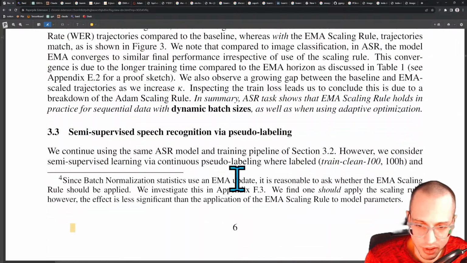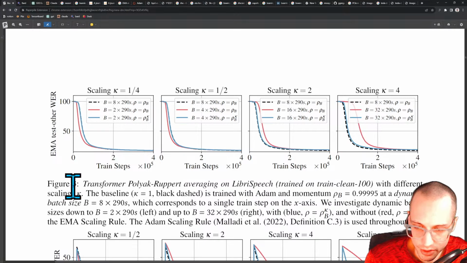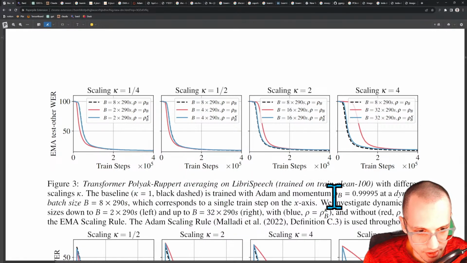And I think that plot is going to be somewhere here. Here you go. Transformer Polyak averaging on LibriSpeech with different scalings K. So the baseline is this value for the momentum and this value for the batch size. 8 times 290s. The fuck does that mean? Dynamic batch size? We investigate dynamic batch sizes down to 2 by 290s up to 32 by 290s, with and without the EMA scaling rule.